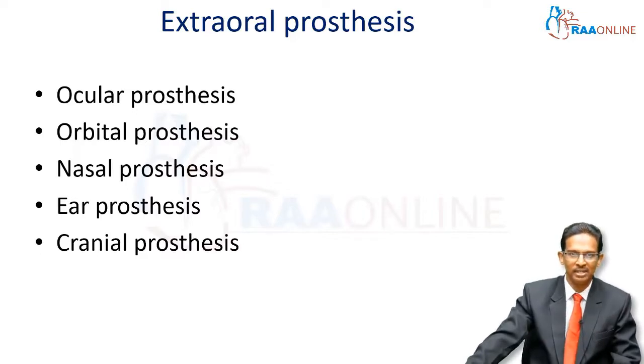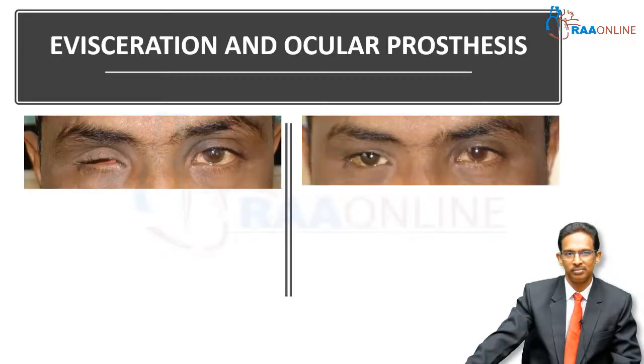What are the defects that we had? For that, we have to use this kind of prosthesis for rehabilitation. Evisceration and ocular prosthesis. Whenever the patient is going to lose the eye, in other words, if the patient has lost part of the eyeball, that is called evisceration. For that, the prosthodontist will fabricate an ocular prosthesis.